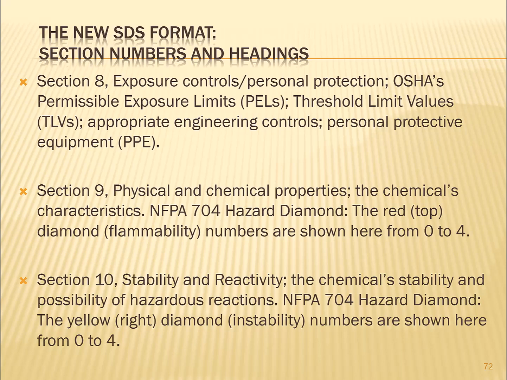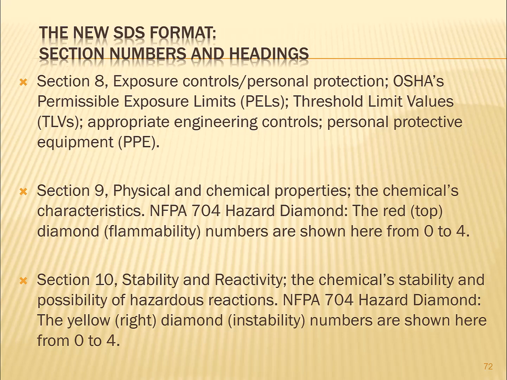Okay, so that's Section 1, Section 4, and Section 8. Now, you also need to know Section 9. Sections 9, 10, and 11 correspond to the 3 diamonds on the NFPA 704 hazard diamonds. So Section 9 deals with the physical and chemical properties of the chemical's characteristics, and it corresponds to the top diamond on that hazard diamond.